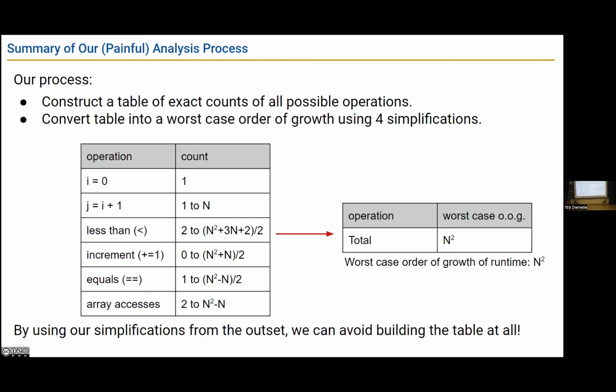Do you want to do this? No, why not? It's tedious. It's worse than earlier. We had to do the exact counts earlier. But if we can do these simplifications from the start, then we don't even need to build the table. We can just start off, look at it a bit, and try and see if we can get it to n squared.